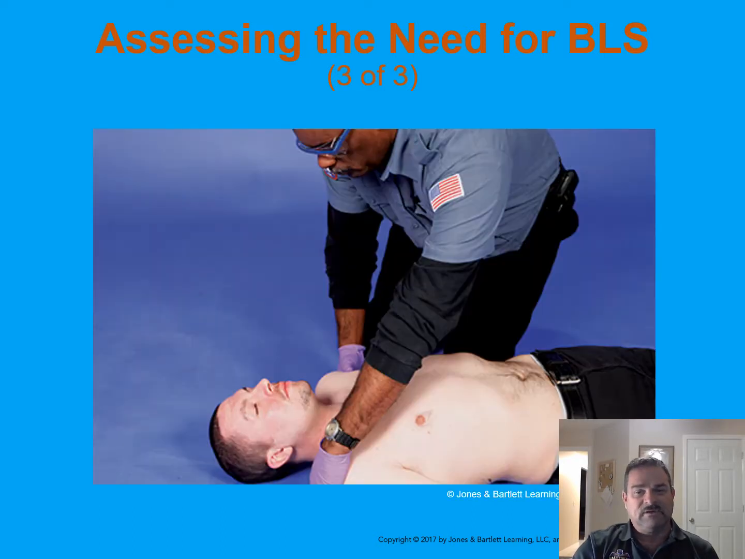All right, so this is a photograph showing a first responder trying to establish if the patient is unresponsive by doing the shake and shout. Hey, hey, hey, are you okay? He's got hands on both shoulders, and he's speaking to the individual in a loud enough tone that if he was asleep, he should wake up.